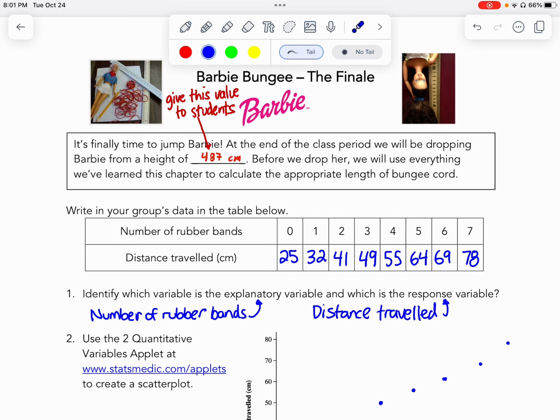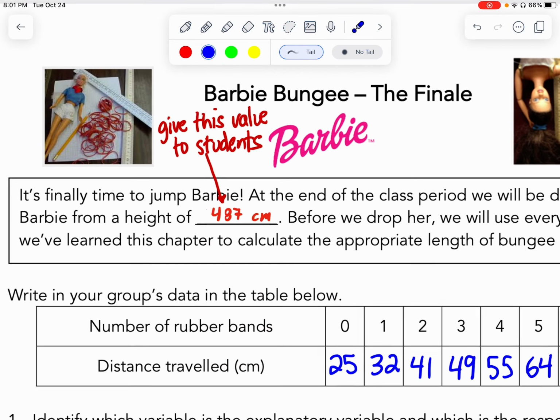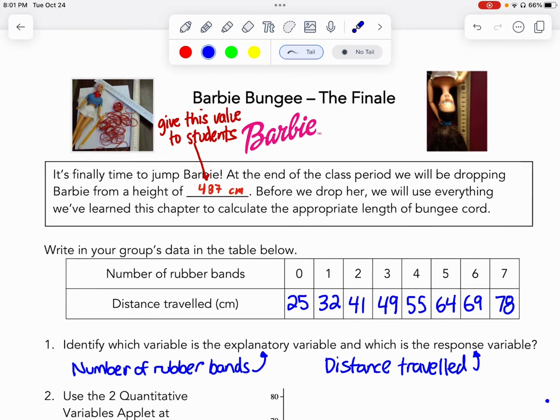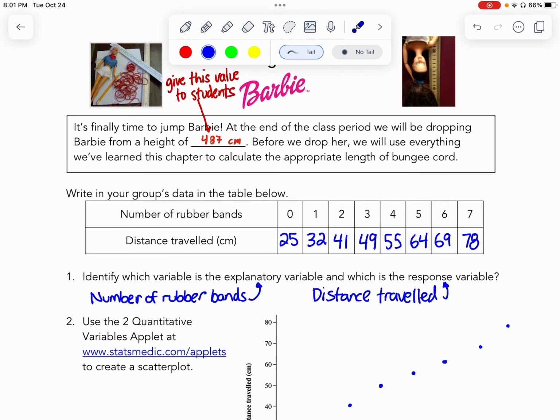So here we go. I have measured from the top of the railing. Kids in class, I'll show you where this is. You're going to drop her down the stairwell to the second floor below, and I measured that and did some calculations. That's 487 centimeters. That is our target height from our drop to the floor below.